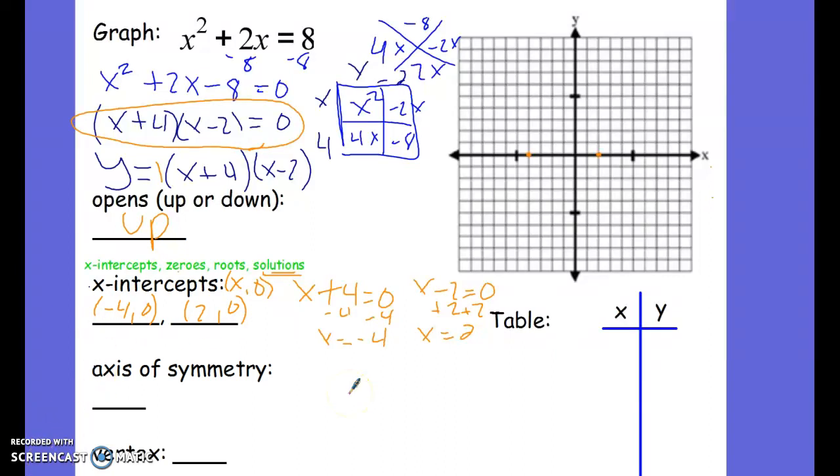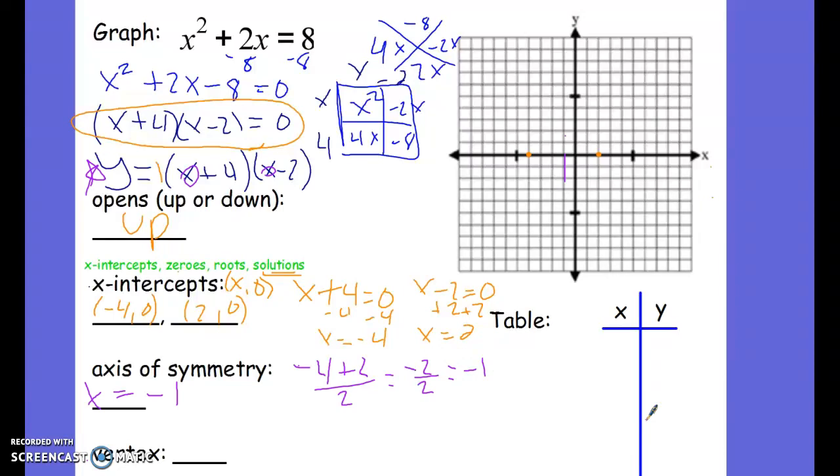So our axis of symmetry, remember, that's the line that basically bisects or cuts our parabola in half. So there are 2 ways we can find it. The first way is to use our x-intercepts, -4 and 2. We can add them together and figure out what half of that is. So -4 plus 2 is -2. Well, -2 divided by 2, or half of -2, is -1.